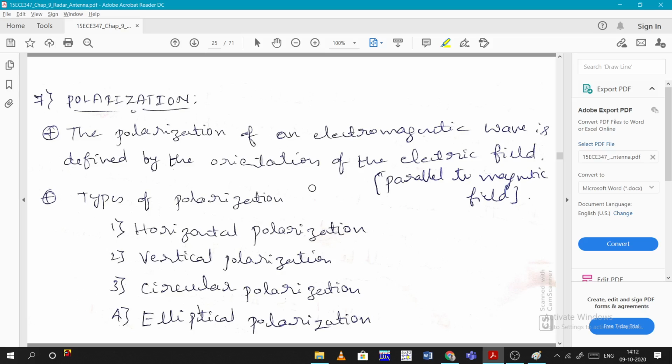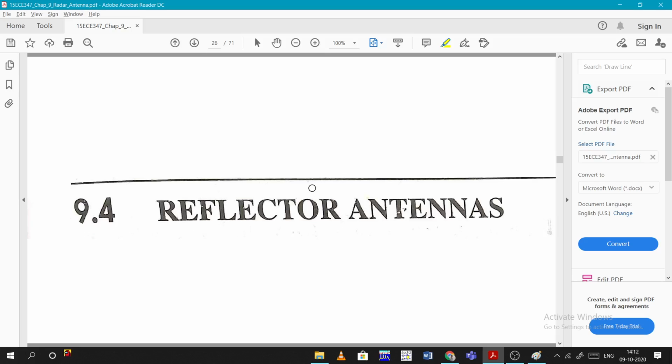Next, polarization. What is polarization here? The polarization of an electromagnetic wave is defined as the orientation of the electric field, parallel to the magnetic field. So the types of polarization are horizontal polarization, vertical polarization, circular polarization, and elliptical polarization. So these are the types. Now coming to reflector antennas.